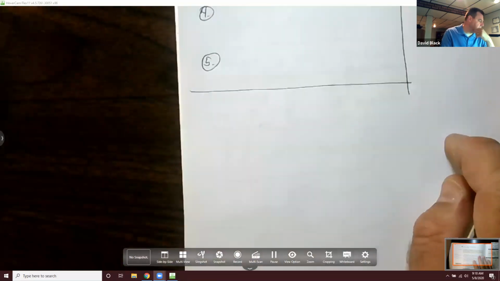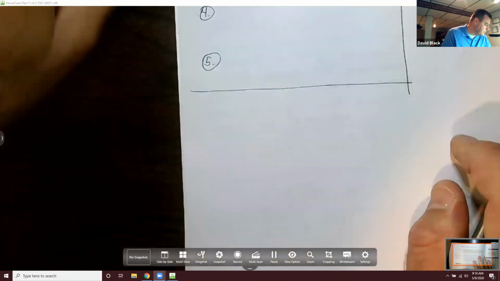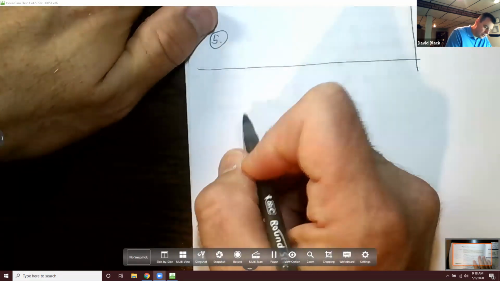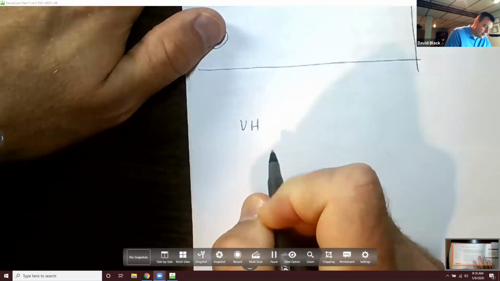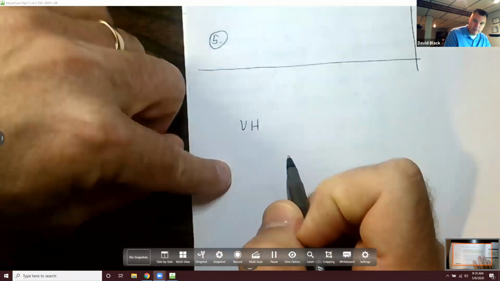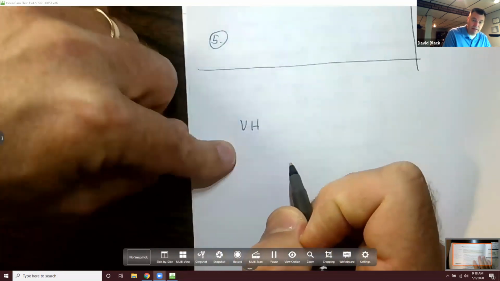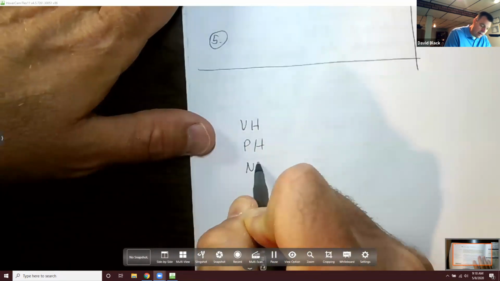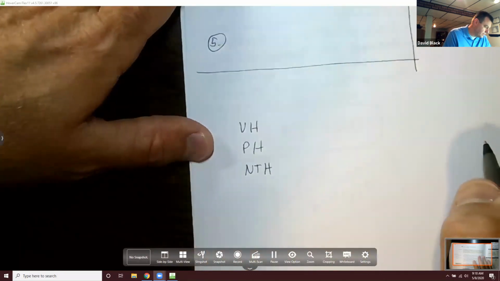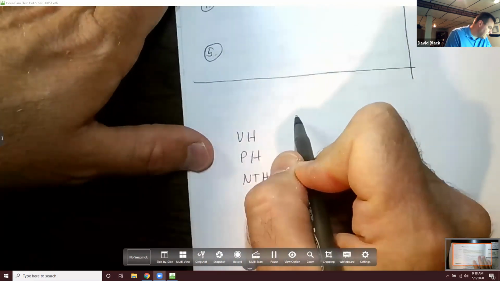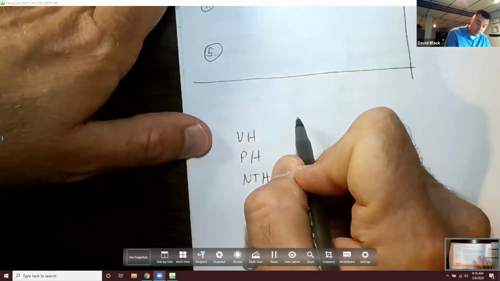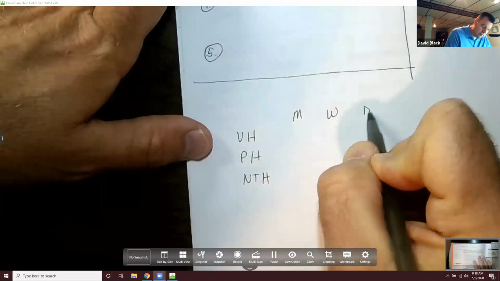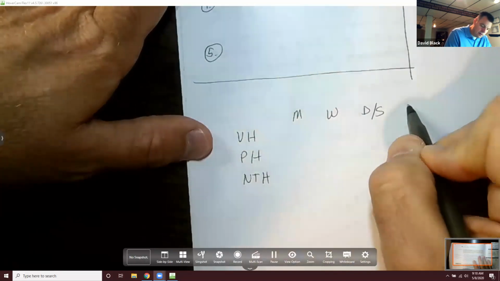And to do that, I want us to recreate table 10 at the top of page 604. So down the side, my row variable, I should say, is happiness. We have very happy, pretty happy, not too happy. Then across the top, our marital status will be our column variable, and that's married, widowed, divorced or separated, and never married.